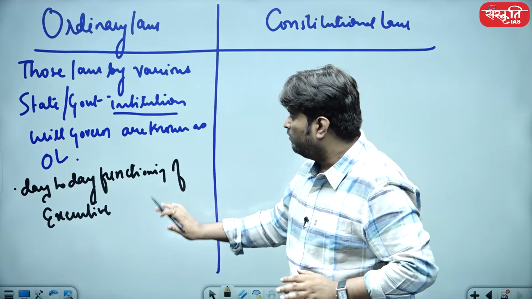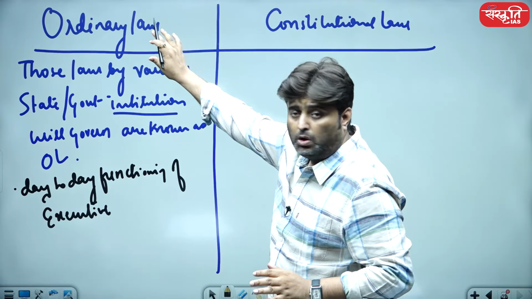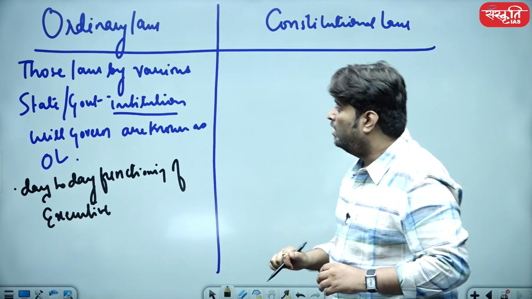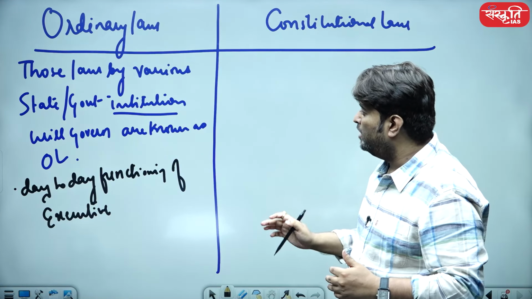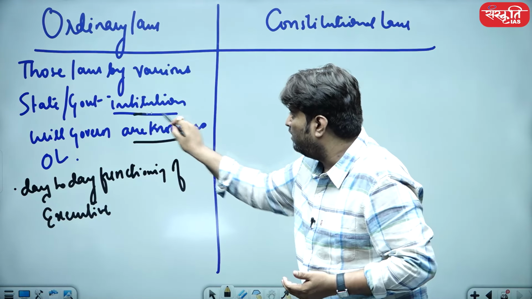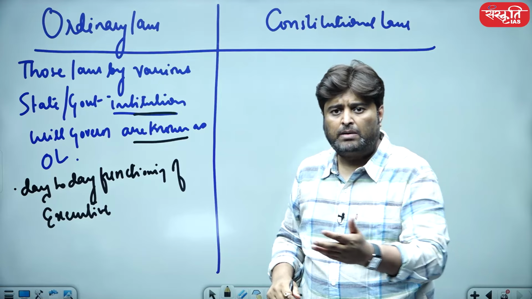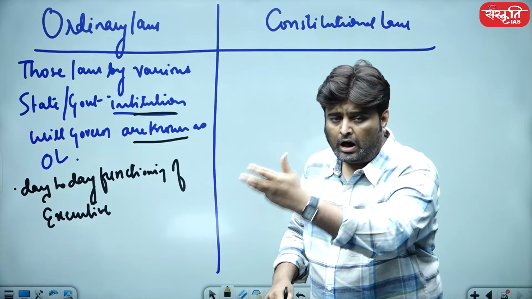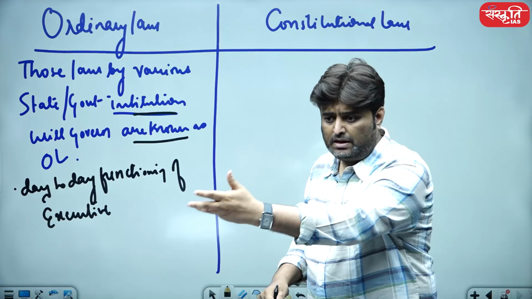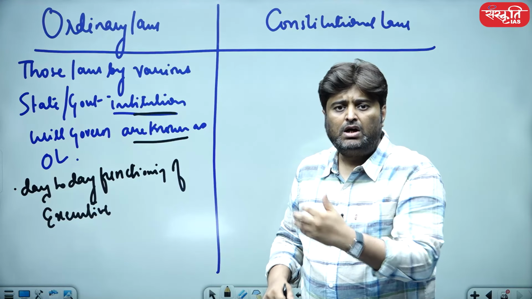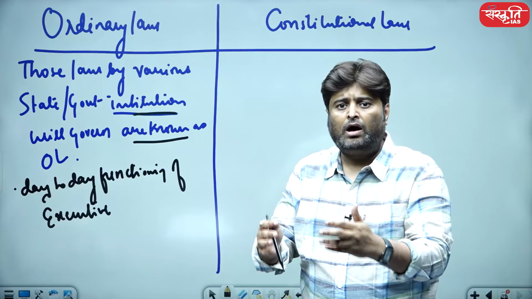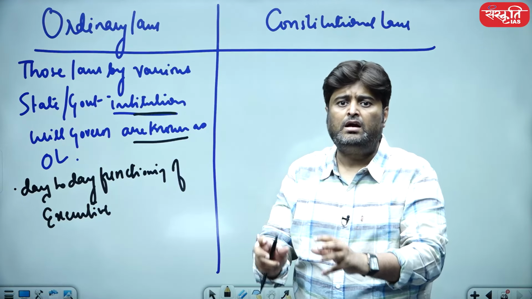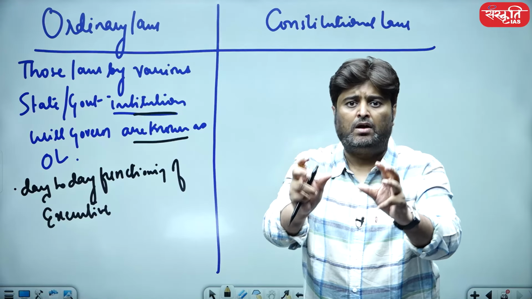So day-to-day functioning of executive is law. Those laws which are related to day-to-day functioning of executive are commonly known as ordinary law. These are the laws by which various government institutions will govern. For example, how will BSNL work? How will DDA work? How will this institution, traffic police, work? So all types of law which make sure day-to-day functioning of the government institutions is there on the ground are known as ordinary law.